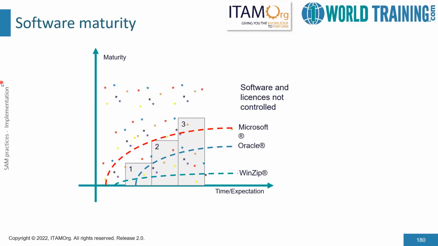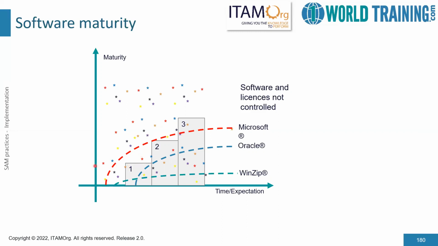Let us look at some examples of software maturity. In this chart, we see there are 3 bars. Bar 1 has the least height, then we have 2 and 3. WinZip is representing bar 1, Oracle bar 2, and Microsoft bar 3. This chart is mainly about the software license and control maturity.